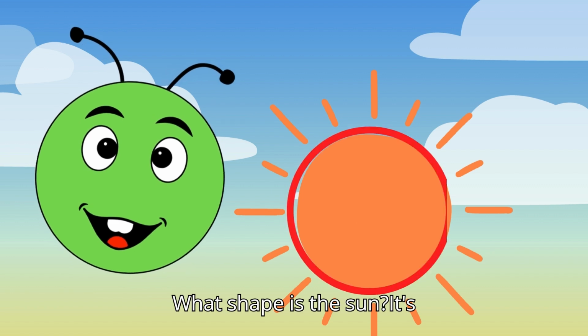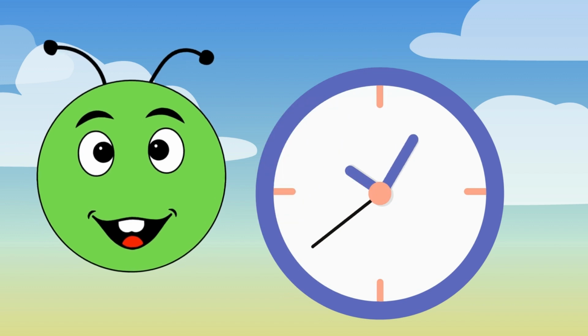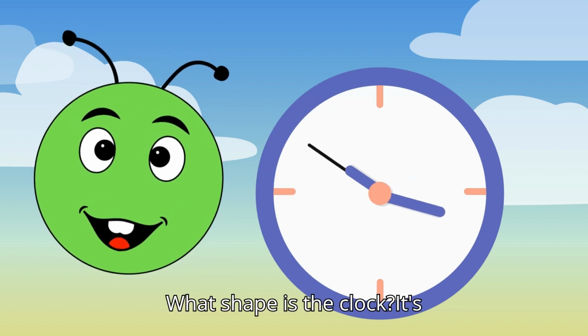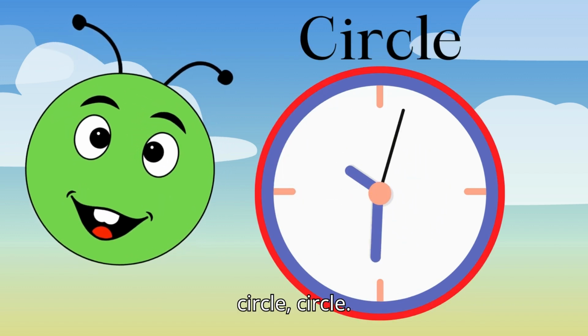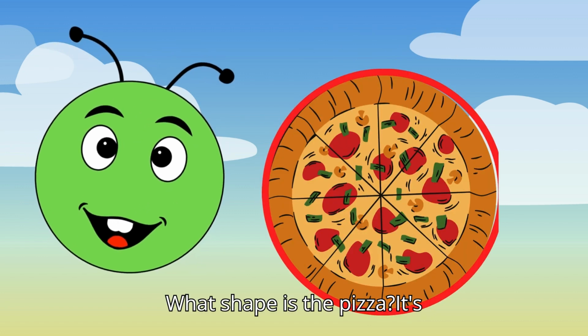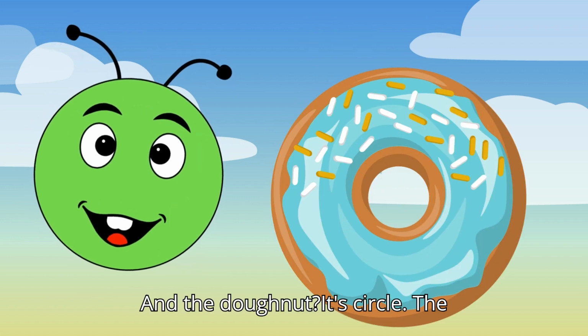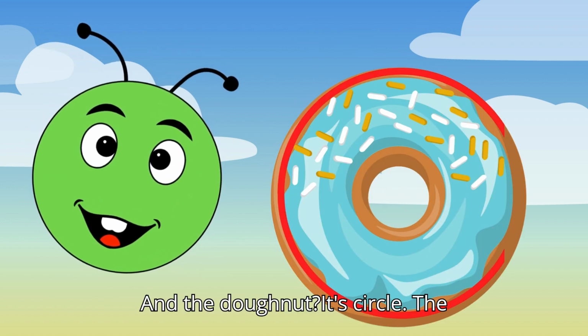What shape is the sun? It's circle. What shape is the clock? It's circle. What shape is the pizza? It's circle. And the donut? It's circle. The donut is circle.